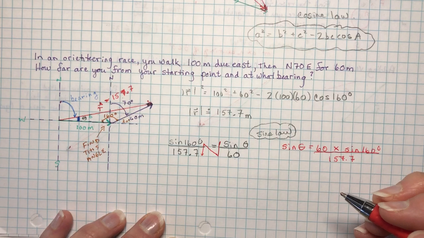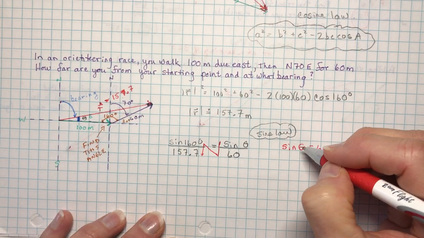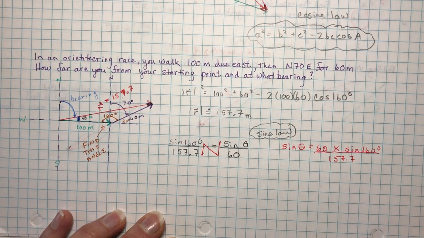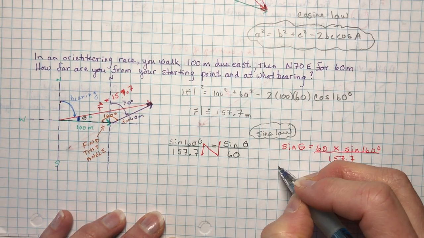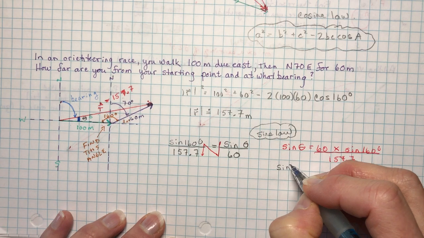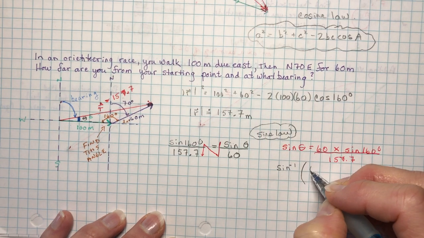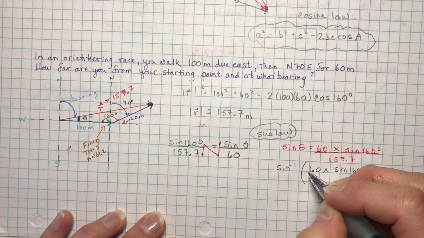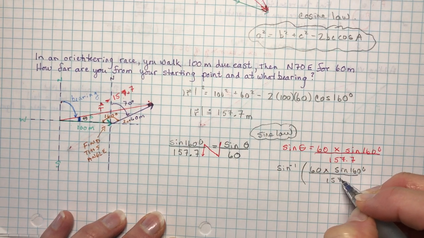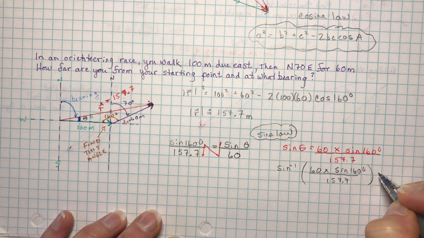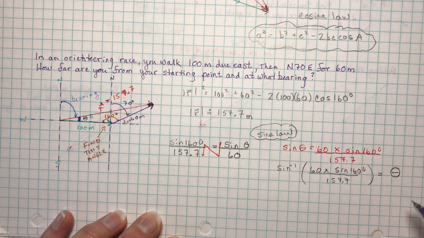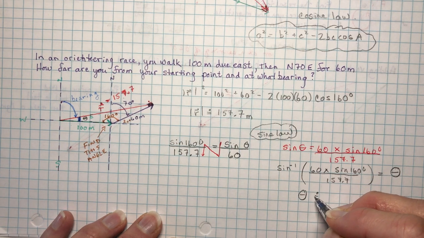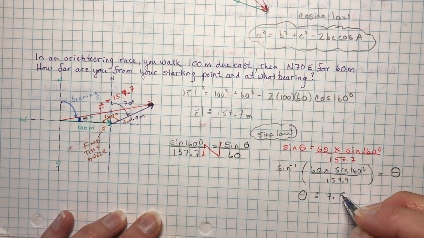And let's just write sine, it's too late, I already wrote it that way. So I'm going to say we just want to know the inverse sine of that. So sine negative 1 of this, 60 times sine 160 degrees over 157.7 is going to give me theta, right? So theta is approximately equal to 7.5 degrees.